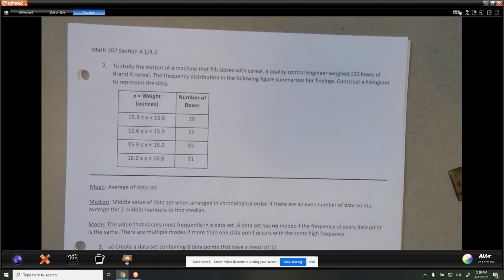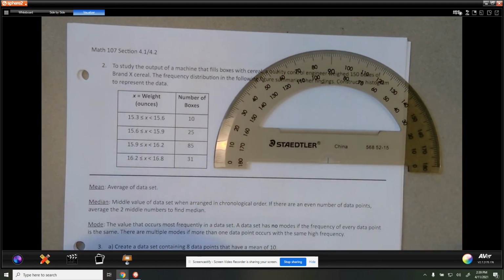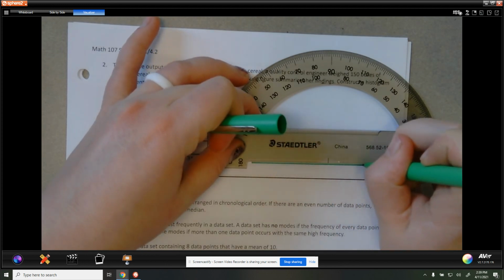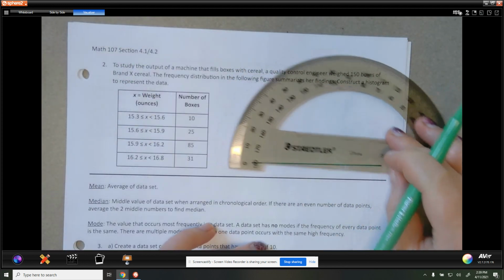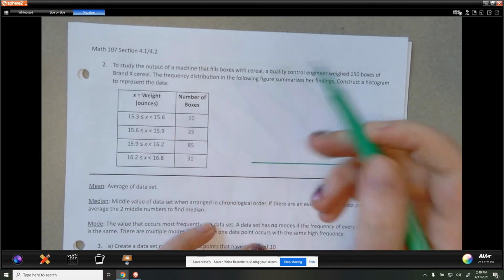All right, to study the output of a machine that fills boxes with cereal, a quality control engineer weighed 150 boxes of brand X cereal. The frequency distribution in the figure summarizes the findings, and we're going to construct a histogram for the data. All right, so first thing that we can do is I'll draw a little line down here. There's our x-axis where we're going to put our marks of each interval.